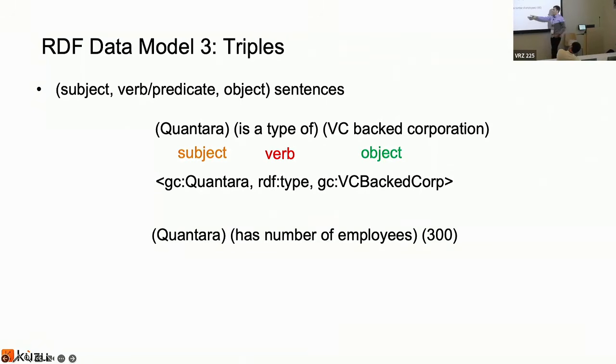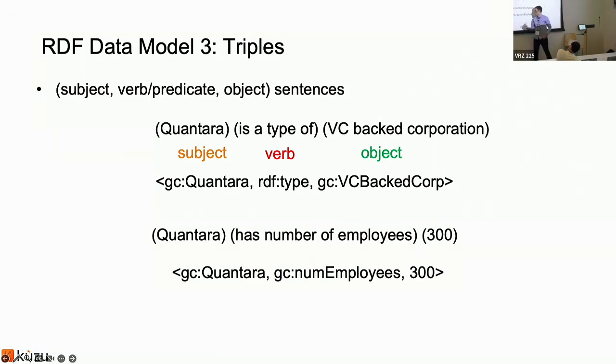If you wanted to, for example, encode the information that Quantara has a number of employees, 300, it's kind of a broken sentence. You would encode it as this: GC Quantara, GC num employees. This is a concept you identified, an application-specific predicate or verb, and 300 is a literal. So these are the sentences, and everything is a sentence. It's like speaking natural language. Whatever information you want to encode, you could just utter a new sentence.